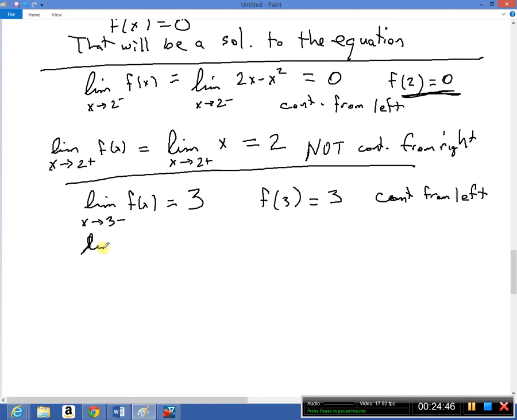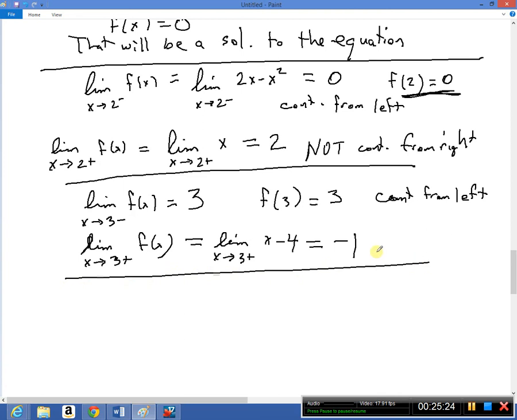Check out the limit as x approaches 3 from the right. So if this is approaching 3 from the right, we have to use x bigger than 3, which means we're into the x minus 4 region. So this is the limit as x approaches 3 from the positive of x minus 4. And that limit, of course, is negative 1. And how does that compare with f of 3? Well, we knew f of 3 was 3. That's not negative 1. So it's not continuous from the right. I'm not going to write that, but obviously not continuous from the right.